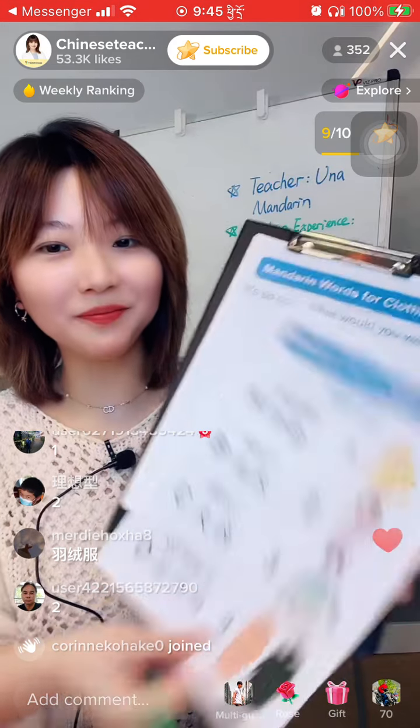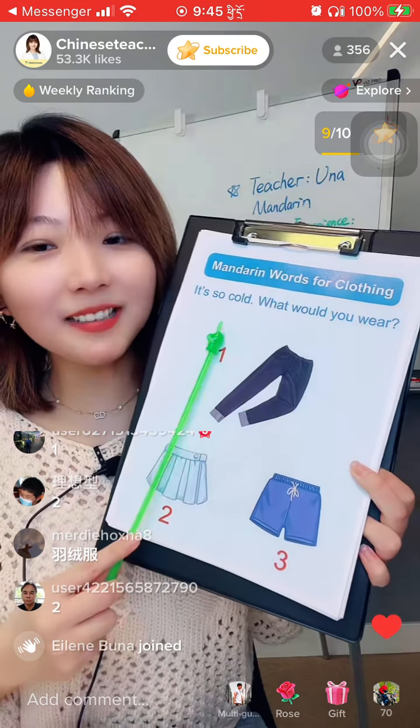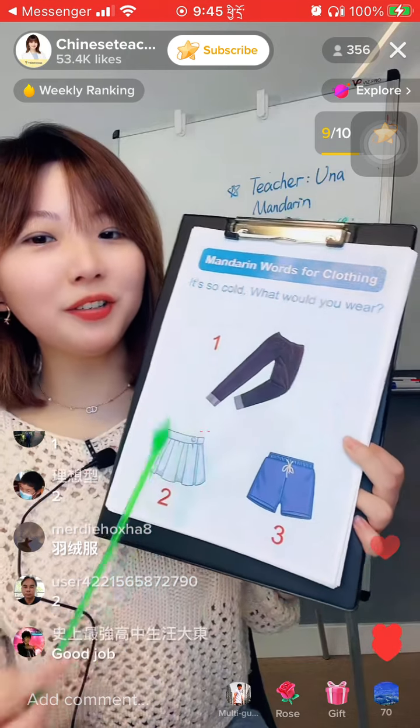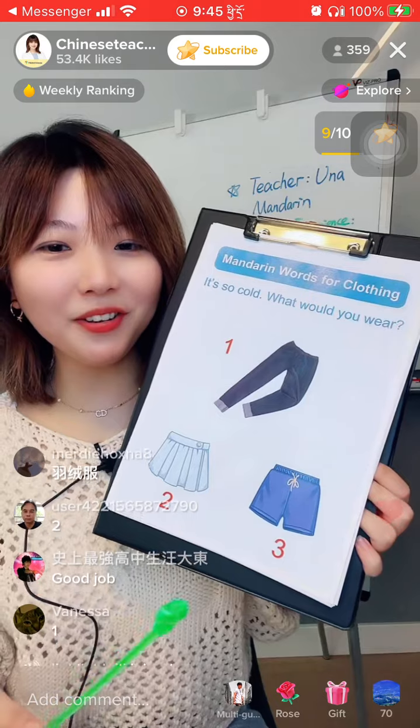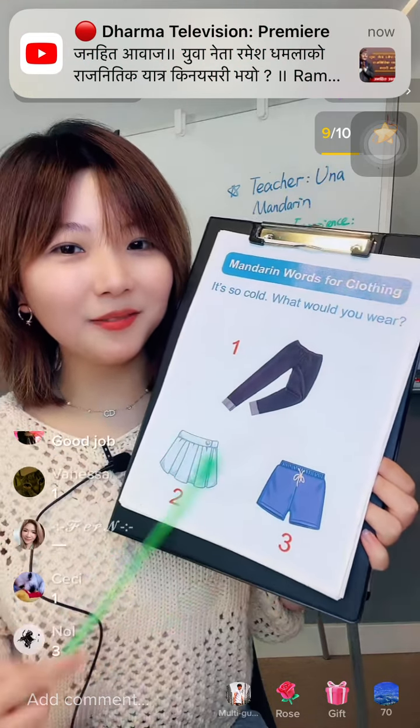How about the next one? Okay, it's so cold. What would you wear? One, two, three. Okay, let's go. Which one do you want to wear? One, two, three.